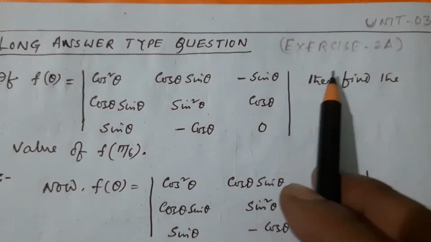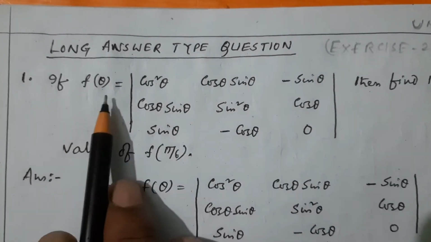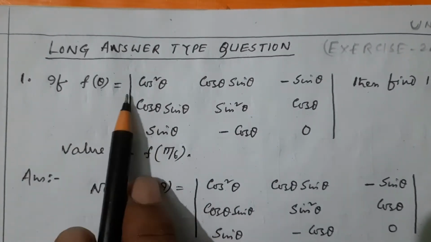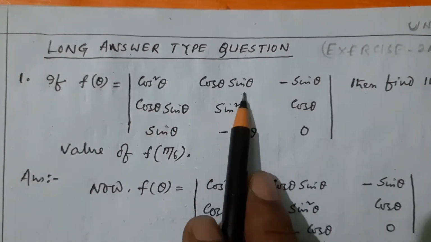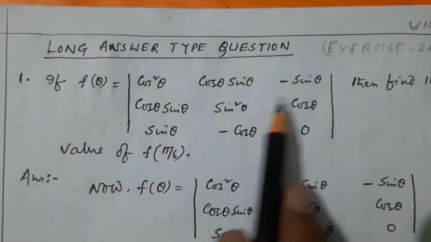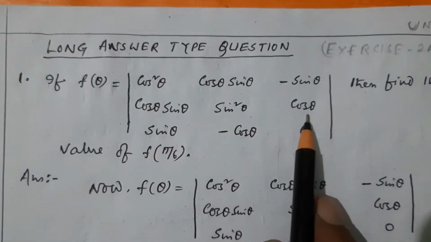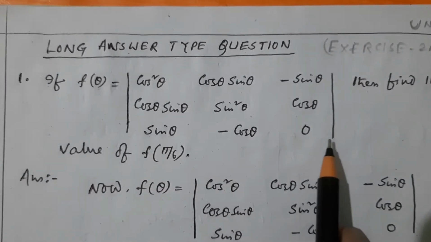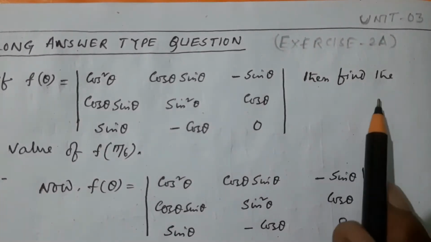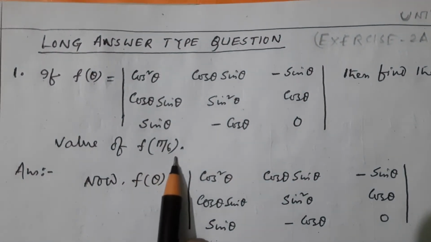Exercise 2A, long answer type question. If f of theta is equal to the determinant of cos square theta, cos theta sin theta, minus sin theta, cos theta sin theta, sin square theta, cos theta, sin theta, minus cos theta, 0, then find the value of f of pi by 6.